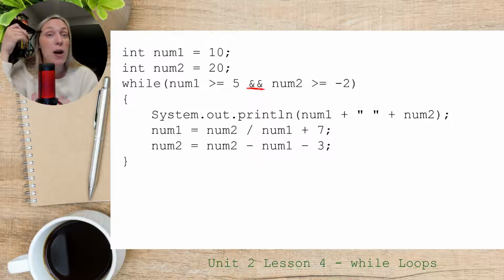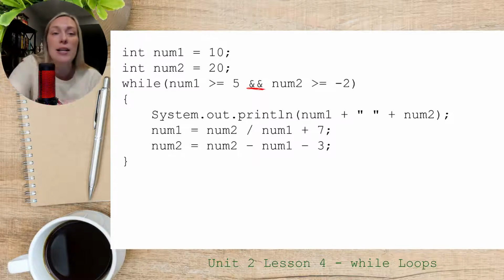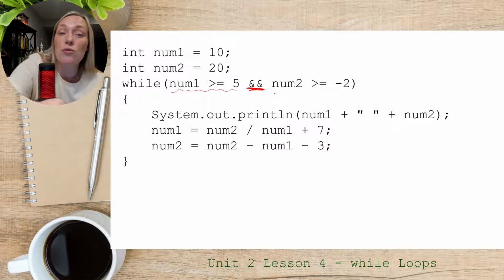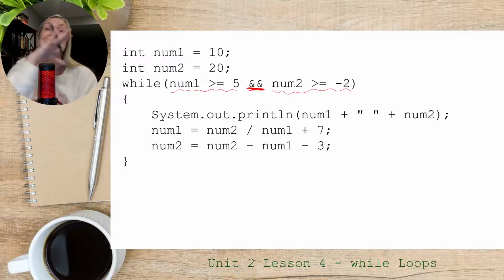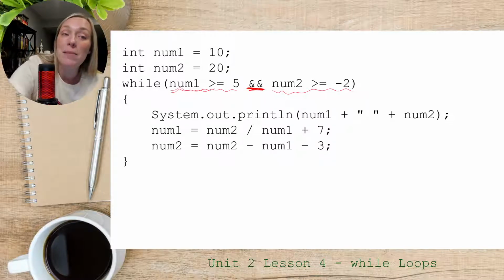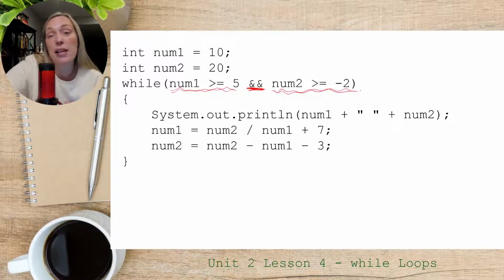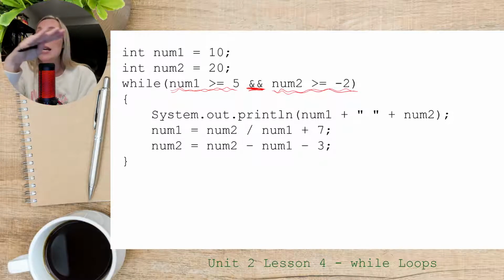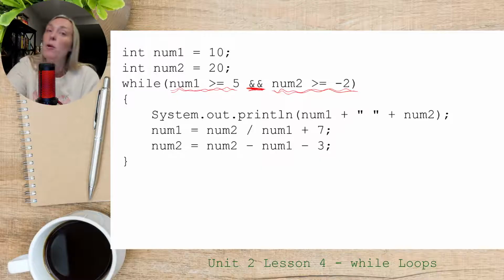So remember, we learned about compound Boolean expressions in the lesson before this. And, as in, if this is true and this is true, the entire thing evaluates to true. So that means this while loop is only going to run while this statement is true and while this statement is true. When I go back up and check and one of those becomes false, my loop ends.